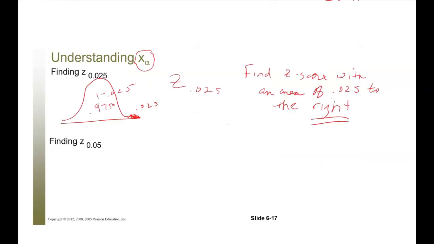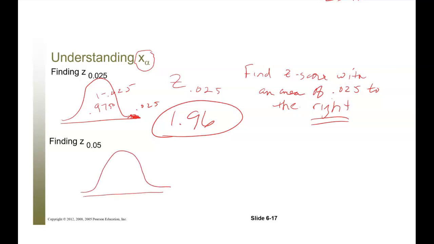This is going to be a very common one that we're going to use later in chapters 8 and 9, by the way. And also 0.05 is another very common one. We'll go over those later in the course, the common ones. So this one now has an area of 0.05.